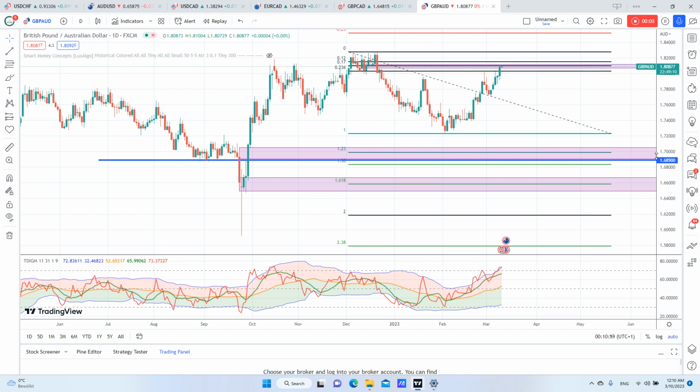I normally like to trade on Thursday before the NFP, because normally you get very good setups on this day. The first setup we will discuss today is the pound AUD.